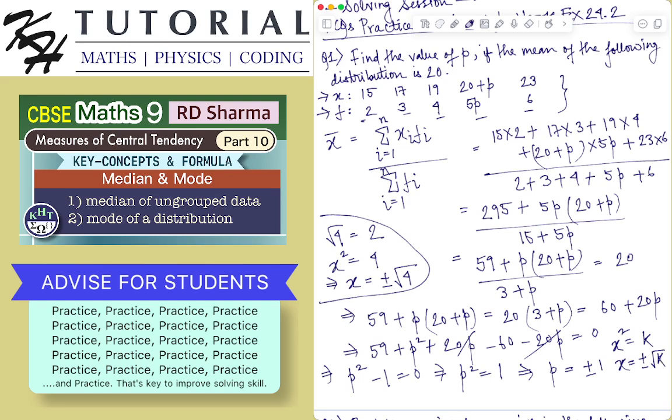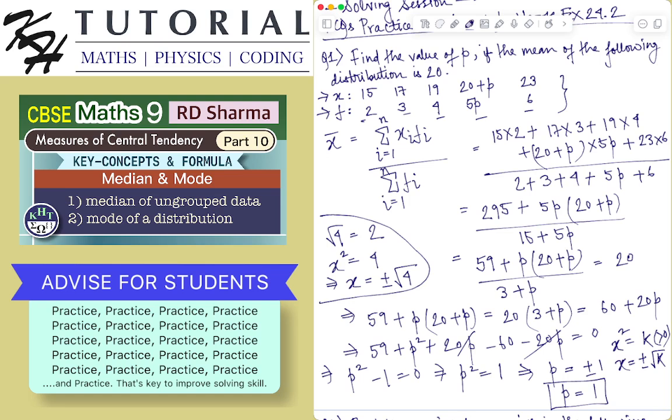Obviously k is some positive value, but in this case remember that all the frequencies should be natural numbers. They should be strictly natural numbers. It cannot be 0 or negative. So p equals to minus 1 will not be a solution of p, because minus 1 is not a natural number. So the only valid value of p is p equals to 1.